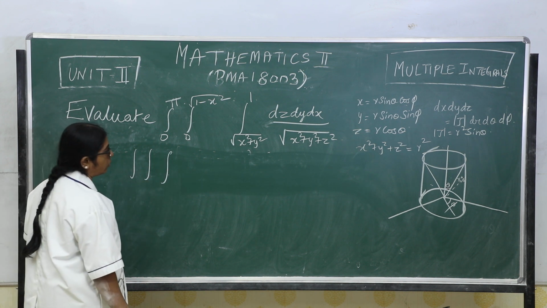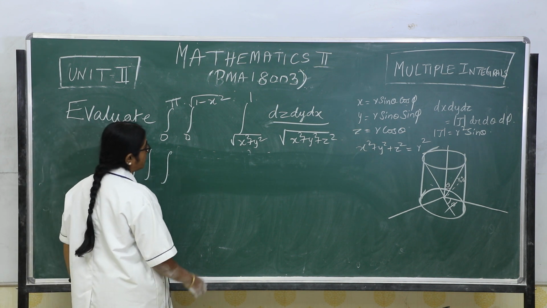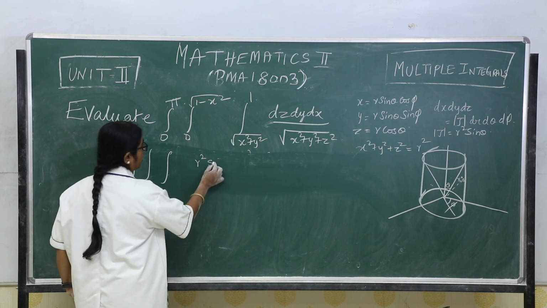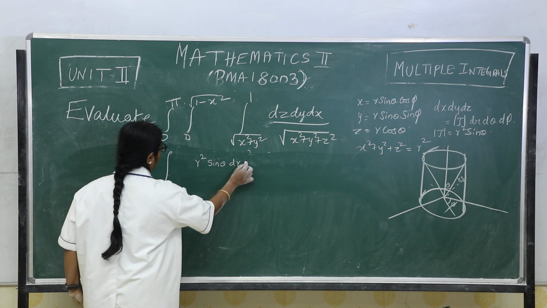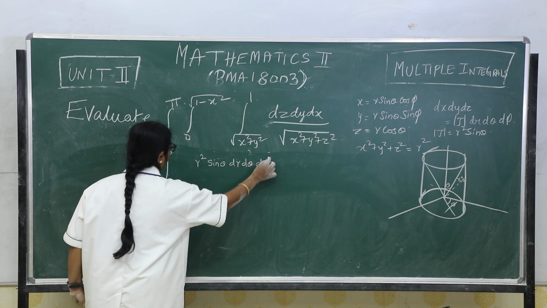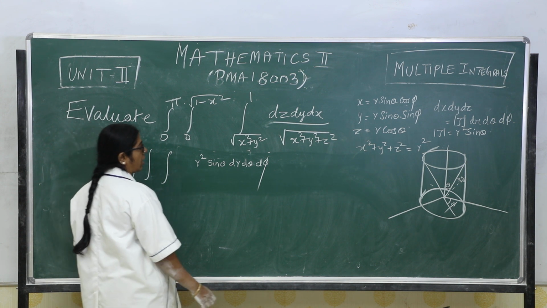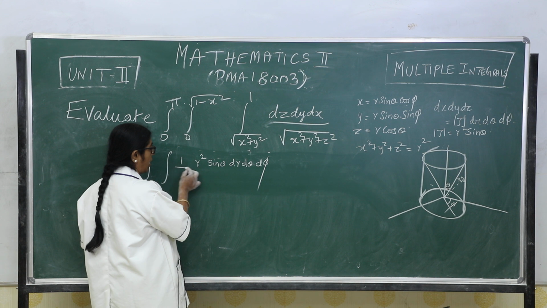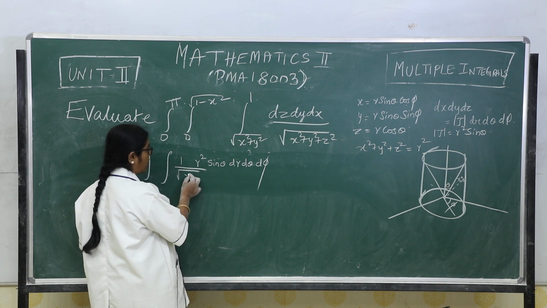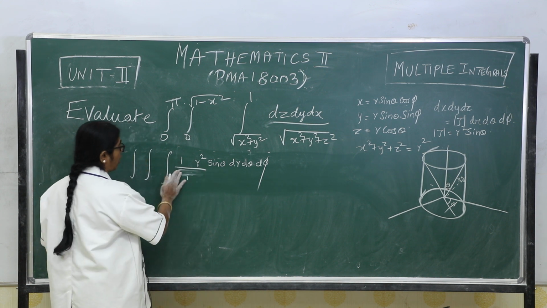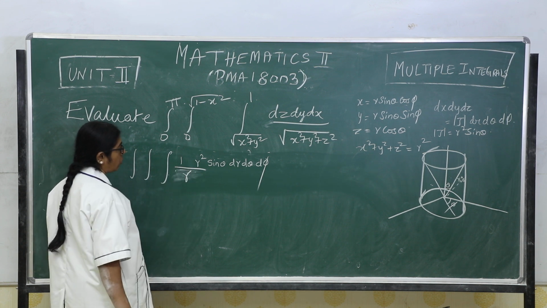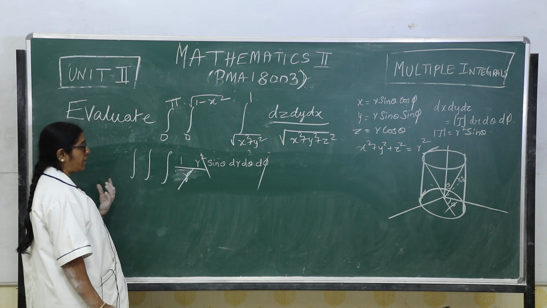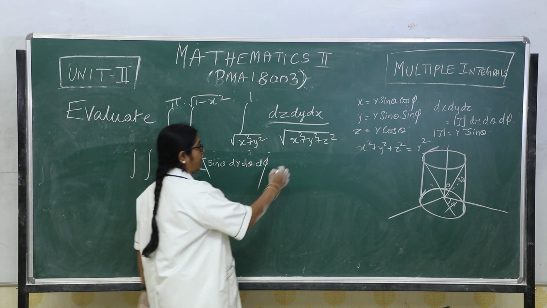I will change it to spherical coordinates, dz dy dx replaced by r squared sin theta dr d theta d phi. And when I am squaring and adding up and taking the positive square root, I get 1 by root of r squared. So root of r squared will become r, so 1 by r gets cancelled. Now I have to find out the limits of r, theta and phi.